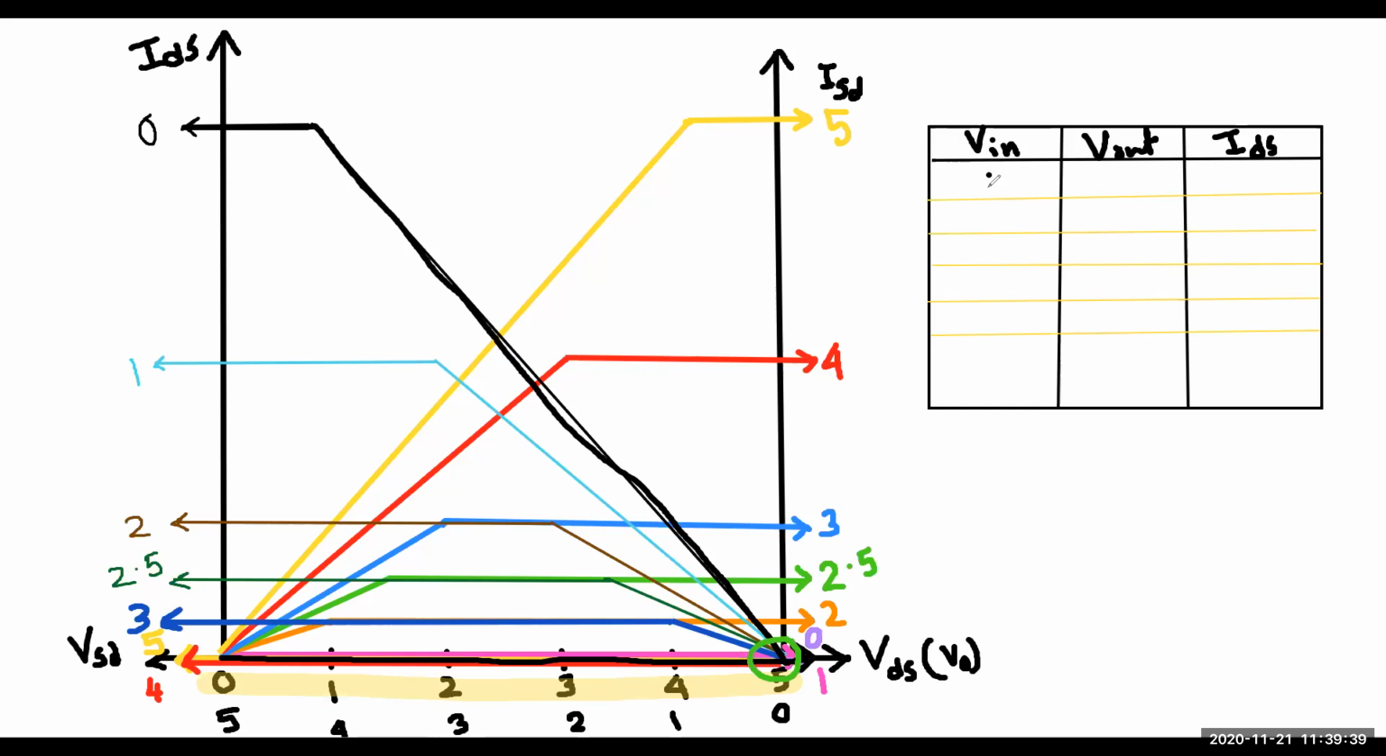For V in equal to 0, because we are dealing with 0, what is the intersection point? Where they intersect, this point here. What is the value of V out at that intersection point? 5. So we'll write 5. Understood? Intersection point, that means here.